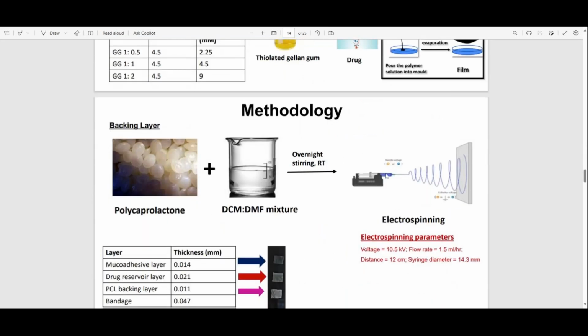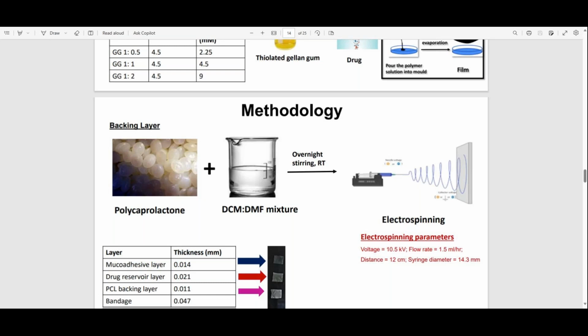So for the backing layer, we use polycaprolactone, which is more hydrophobic, and we use the electrospinning technique in order to make the sheets for the backing layer. And these are the different conditions used to spin the polycaprolactone layer with the optimum porosity and other characteristics: a voltage of 10.5 kV, a flow rate of 1.5 ml per hour, a distance between the syringe and the receiver screen of around 12 centimeters, and a syringe diameter of 14.3.